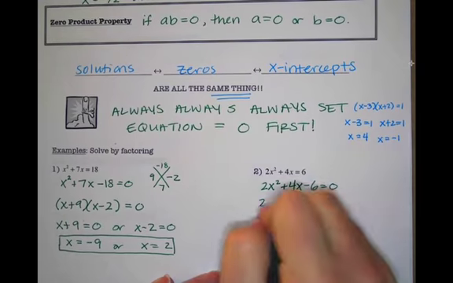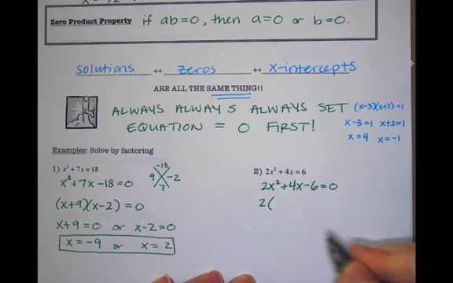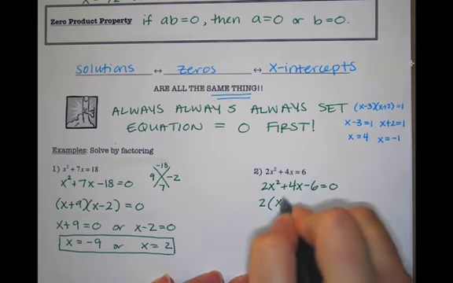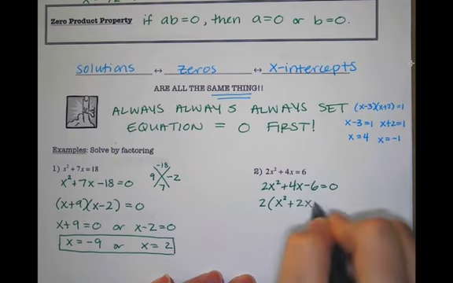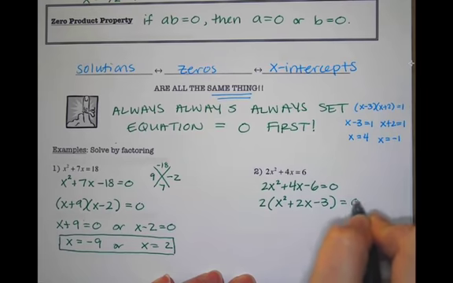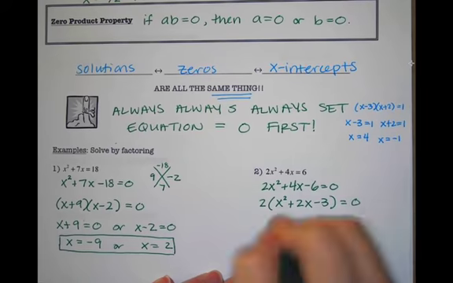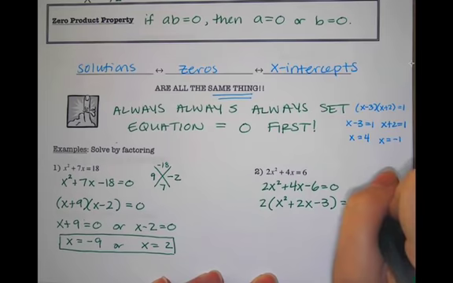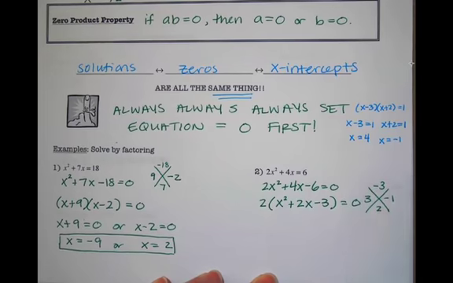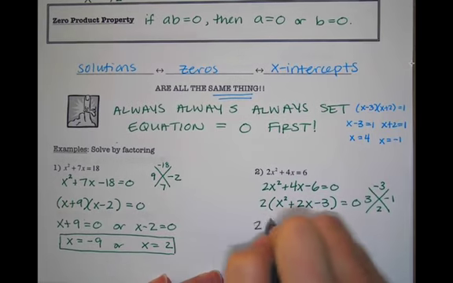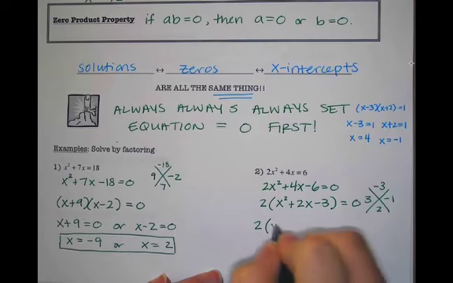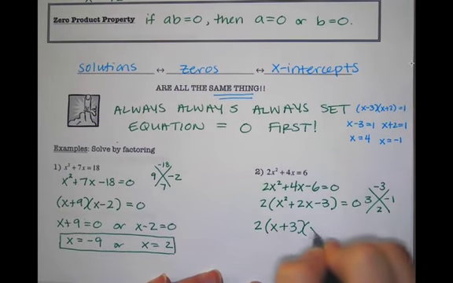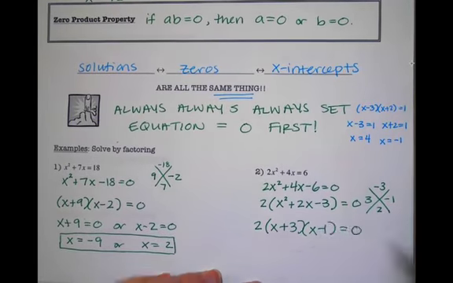And I do have a GCF of 2 here, so I can factor that out. So it'll be 2 times x squared plus 2x minus 3 equals 0. Okay, so then if I do my factor x for the inside, negative 3 and 2. So I need a positive and a negative. So that'll be 3 and minus 1.